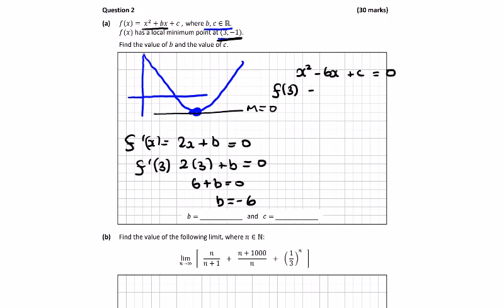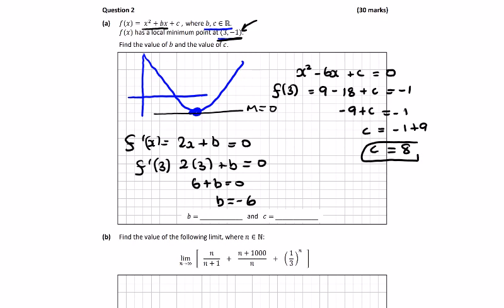So f of 3 is equal to 9 minus 6 3's 18 plus c, and that's equal to minus 1 from here. So we're going to get minus 9 plus c equals minus 1. So c is equal to minus 1 plus 9. C is equal to 8 for part A. In part B, we have a limits question.